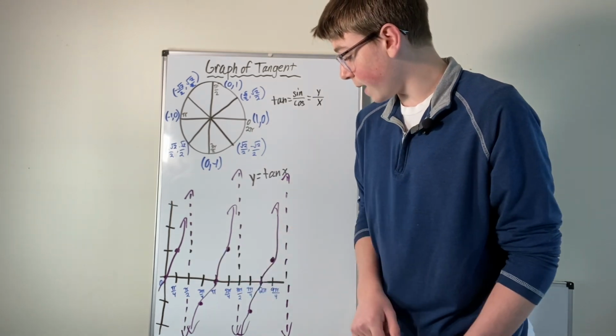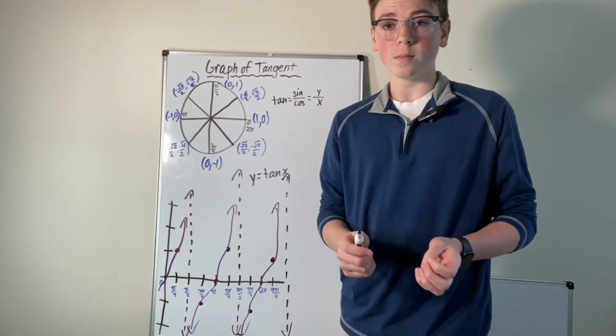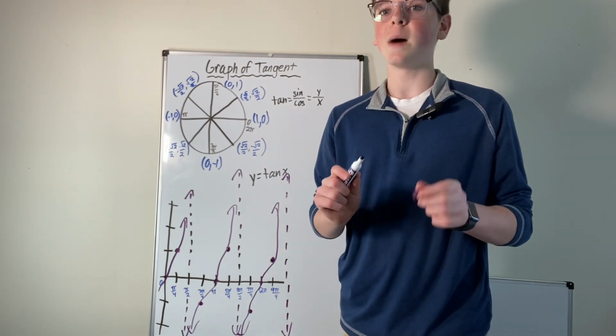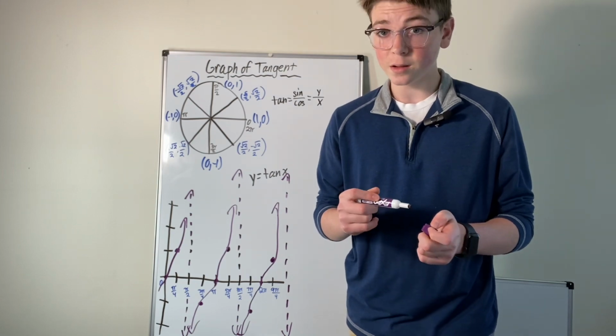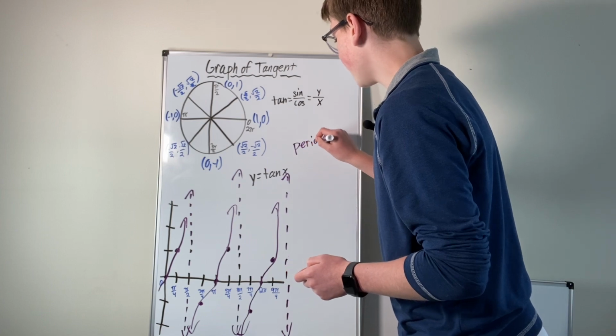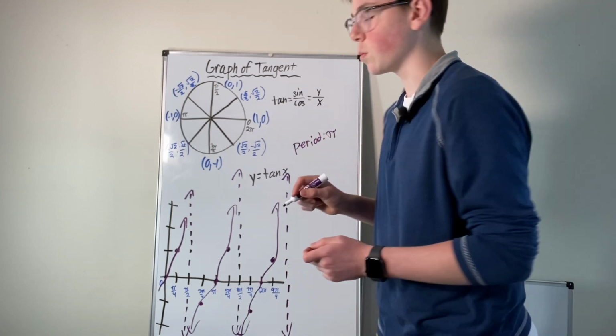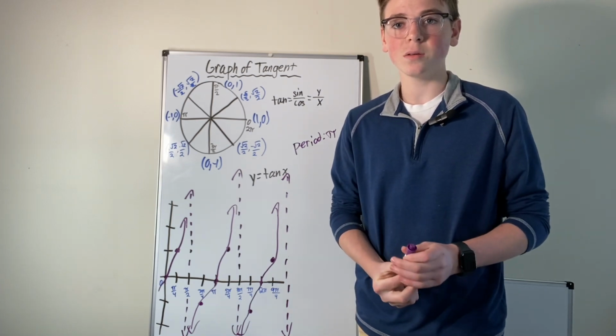So this asymptote is pi over 2. This one is 3 pi over 2. Well, 3 pi over 2 minus pi over 2 is pi. So our period of tangent is pi. It's half of the period of sine and cosine.